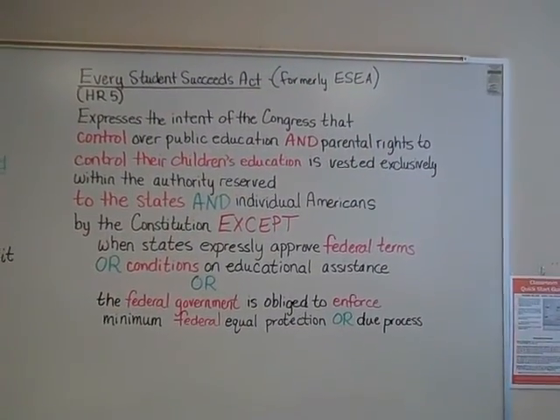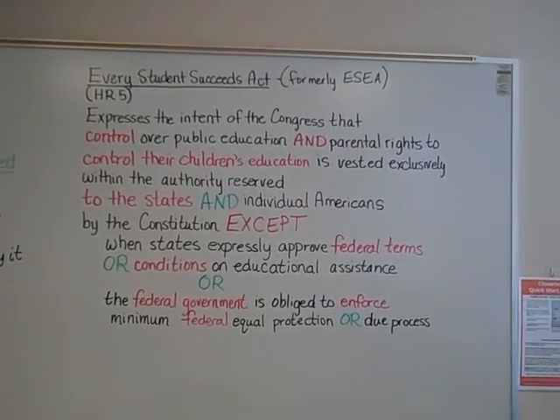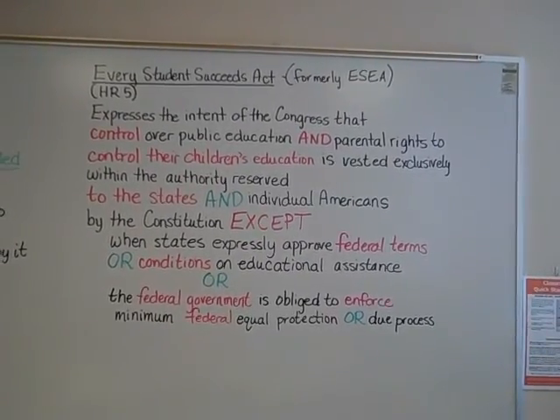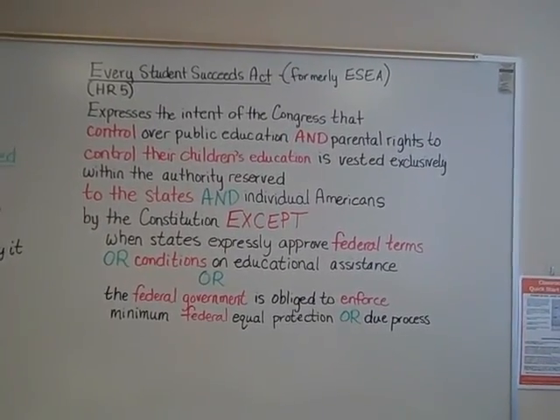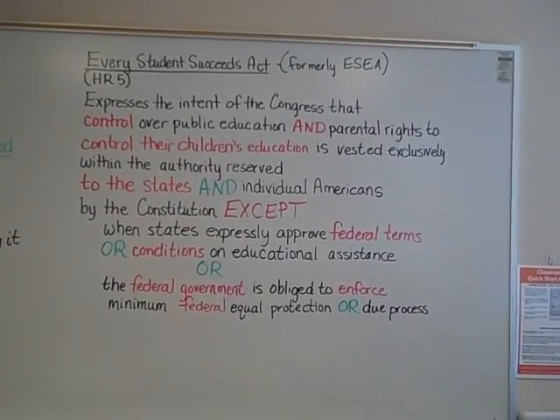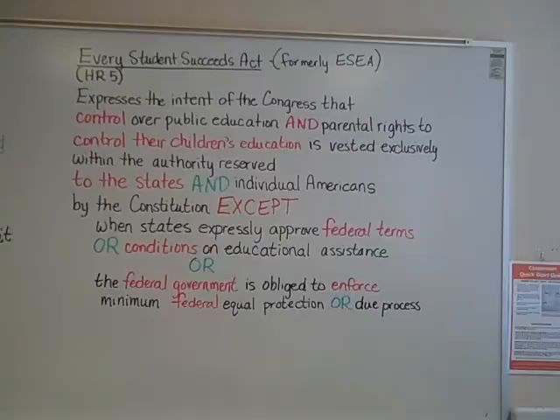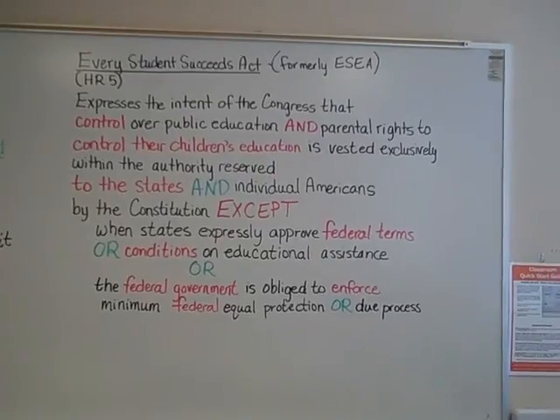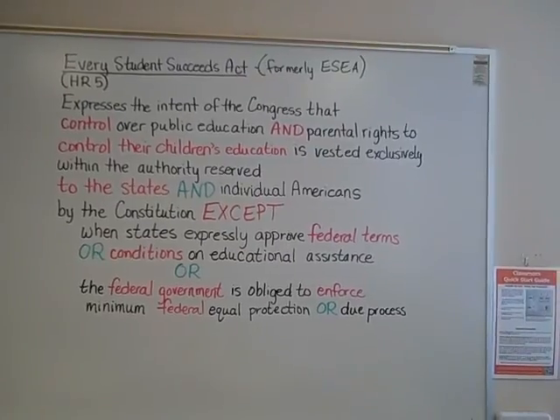But when we look at the new Every Student Succeeds Act, which Congress is about to pass, and specifically the language in H.R. 5, it says that it expresses the intent of Congress that control over public education and parental rights to control their children's education is vested exclusively within the authority reserved to the states and individual Americans. Now, that's a change from the 10th Amendment. Here it has the word "and," meaning both the states and individual Americans, so the state can step in and decide what kids learn, and the parents either agree or don't agree, but the states do have that right.